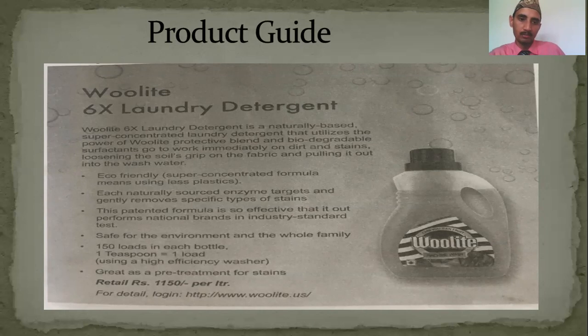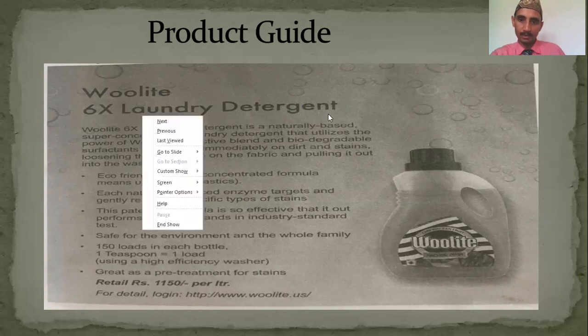And next, all the sentences are given there in points, for example, eco-friendly. Second, each naturally sourced enzyme targets and gently removes specific types of stains. So it means we are provided with knowledge, and this knowledge helps us to be aware of this product and how to use it. So this is also some kind of instruction, but the imperative sentence is not used here. Fully assertive statement sentences are used here. And at the last, you can see the price as well as the website also, okay?